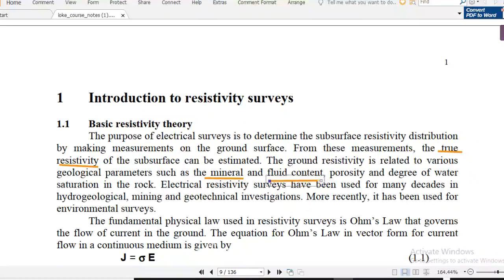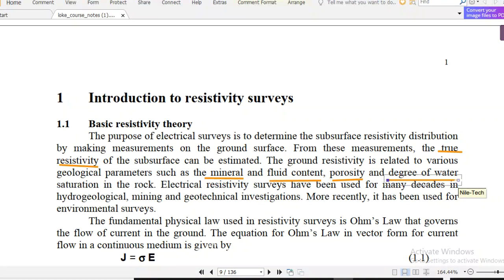And the fluid content: what type of fluid? Is it salty water? Is it fresh water? The porosity: is it highly porous? What is the percentage of porosity of the subsurface? The degree of water saturation: is it 100% saturated by water, or 50%, 20%? These are all important to characterize the subsurface resistivity distribution of the Earth.